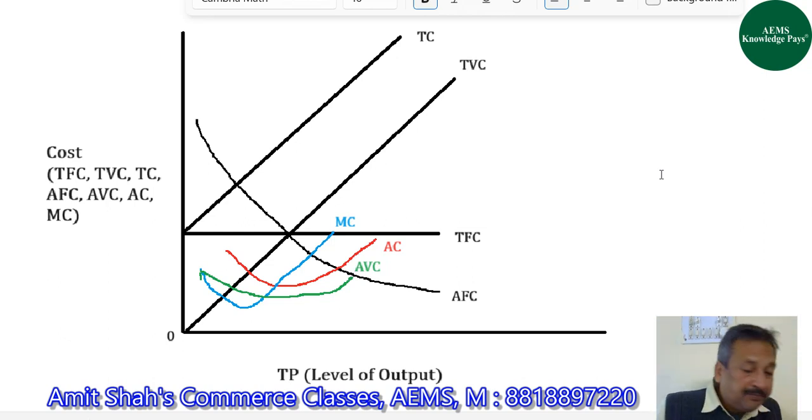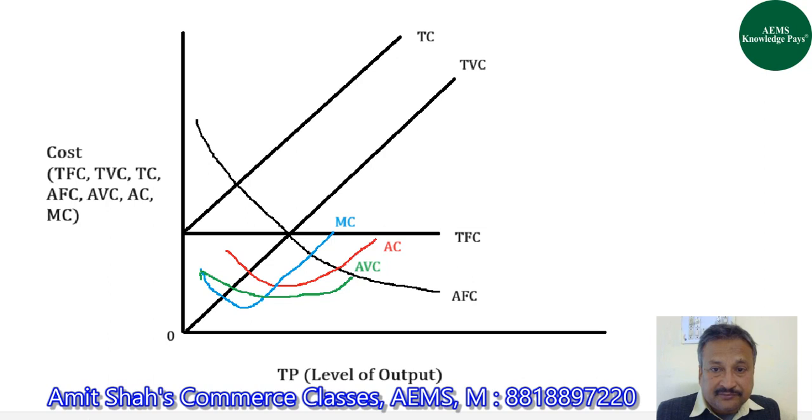Have you got this, Manvi? Because of first stage, that is increasing returns, these three curves have downward trend. And because of stage 2 and stage 3, that is diminishing and negative returns, these three curves have upward trend. I hope you're understanding, guys.